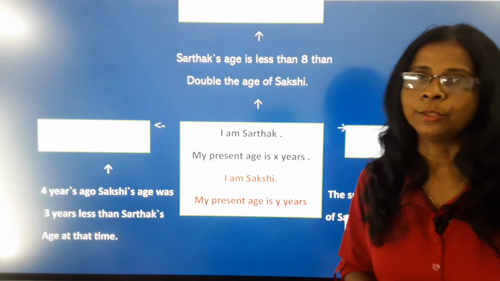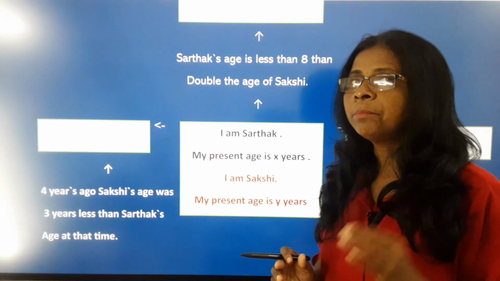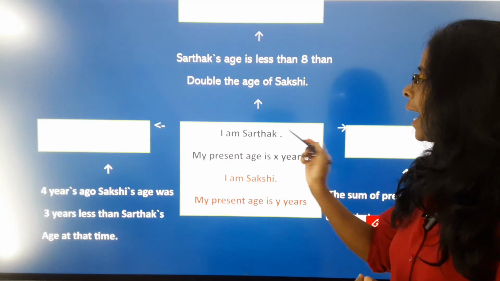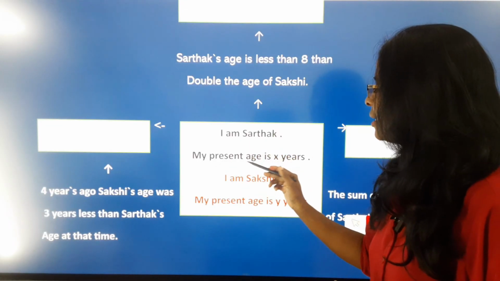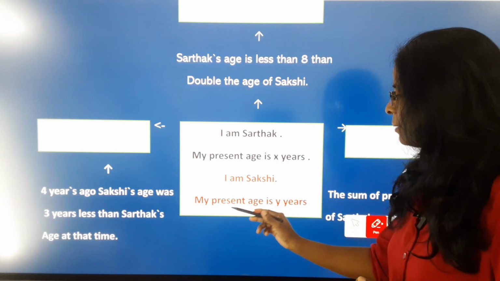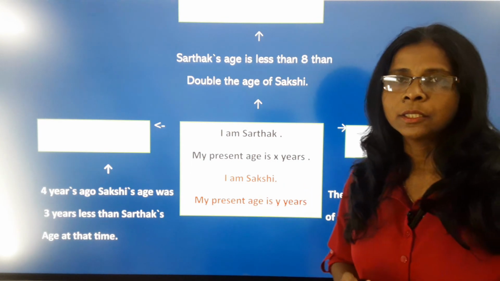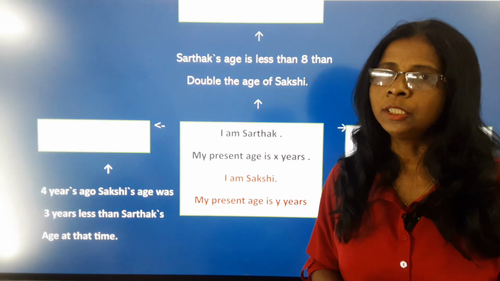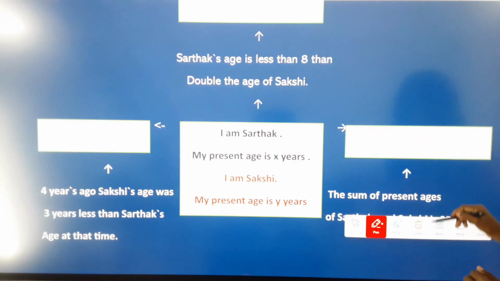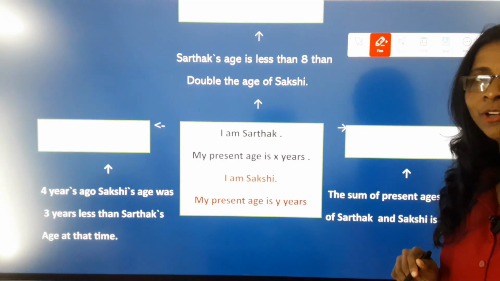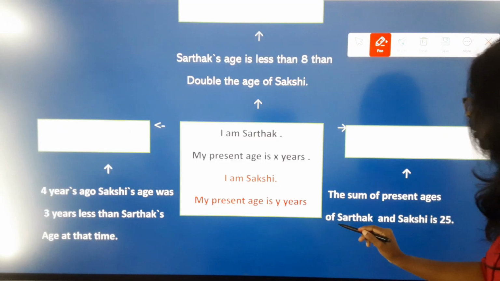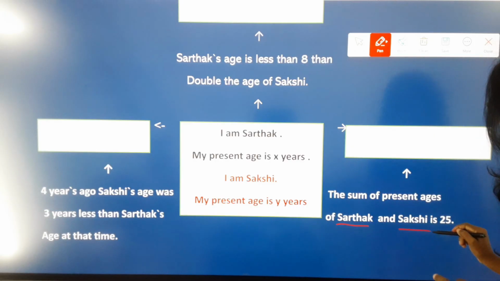Form the equation by the given information. The basic information given is that I am Sarthak, my present age is x years, and I am Sakshi, my present age is y years. So from the given information, we form the equation. Here the very easy condition is the sum of present ages of Sarthak and Sakshi.